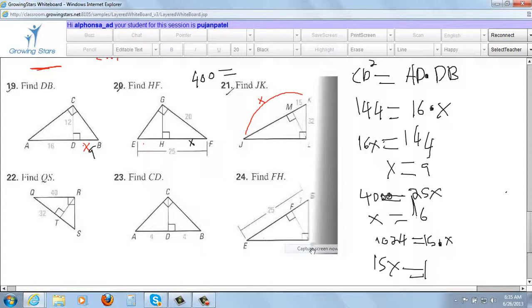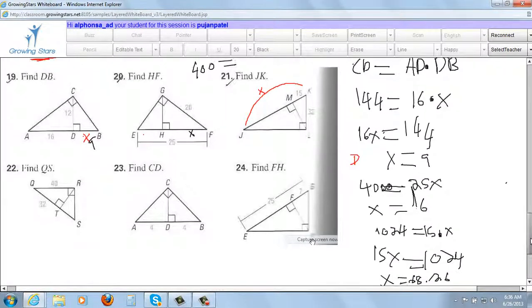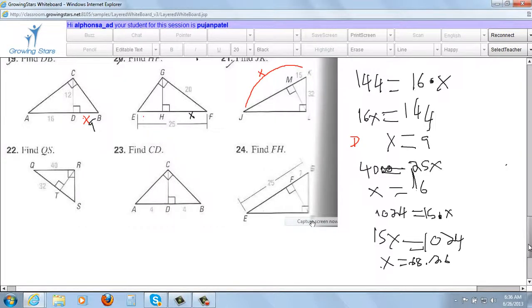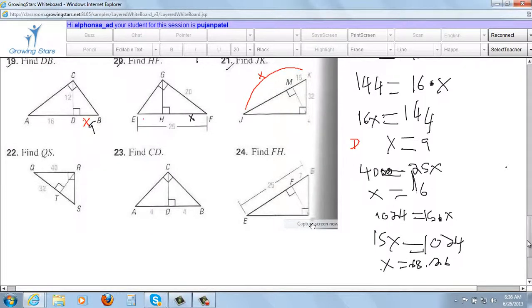X equals 68.26. Okay. You're doing well, but then don't leave the answer in X. X is something which we have put. So final answer, you can write DB equals, for the first one. Next one you can write HF equals, JK is 83.